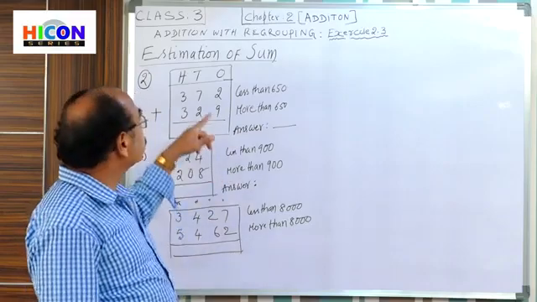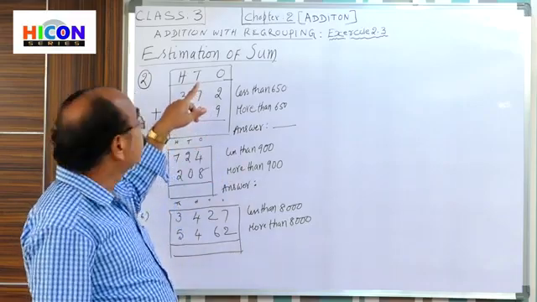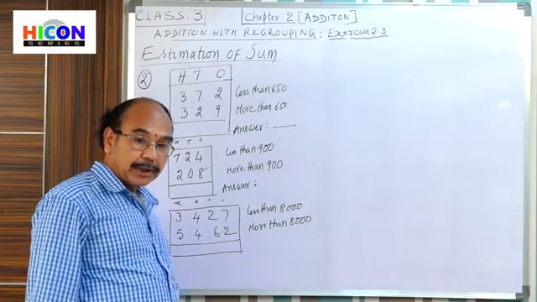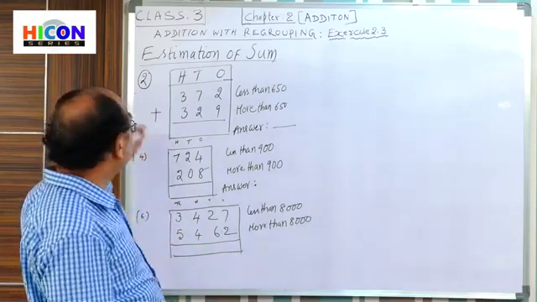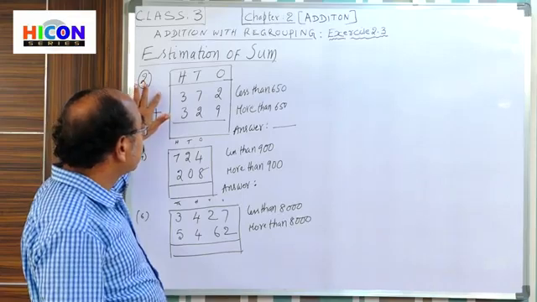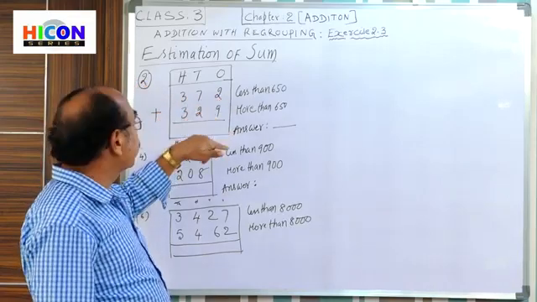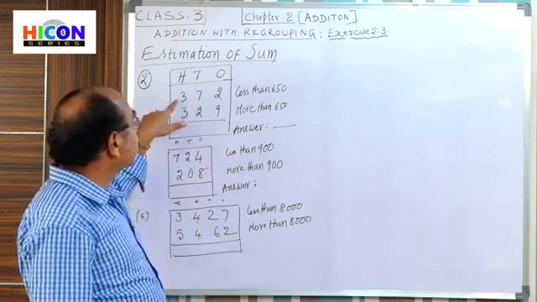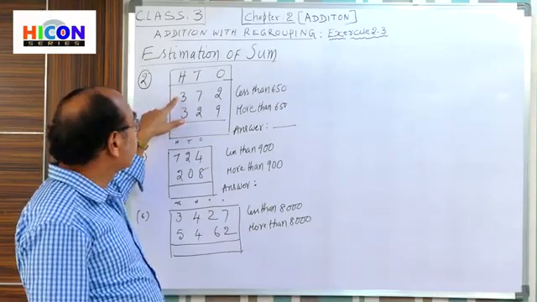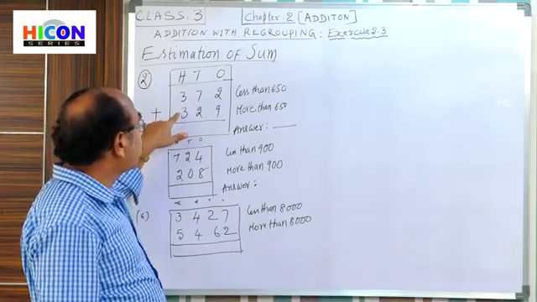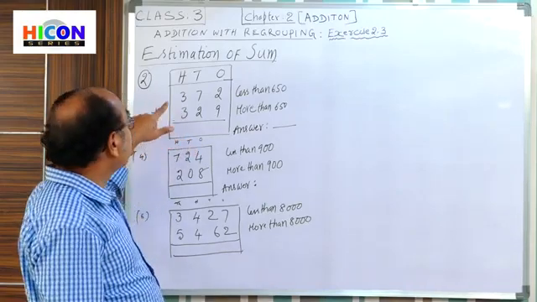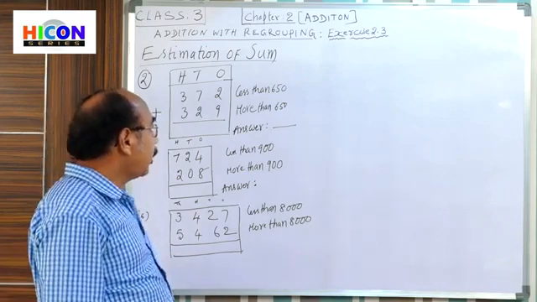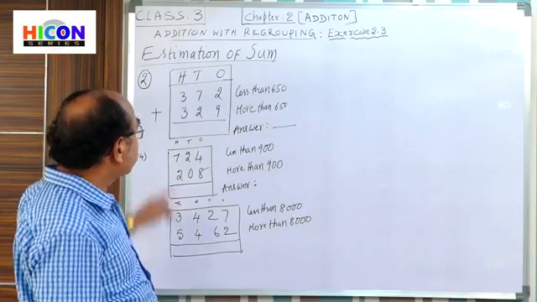What is the sum of the two numbers? So now we are going to estimate. Okay. Just by observation, you can say that in this second question, 372 is the first number, 329 is the second number. Here, how many hundreds are there? 3 hundreds are there in the first number. In the second number, how many hundreds are there? 3 hundreds are there. That means 300 plus 300. That means 600.